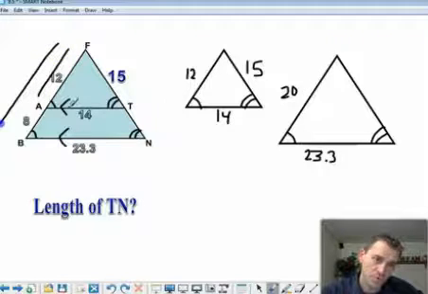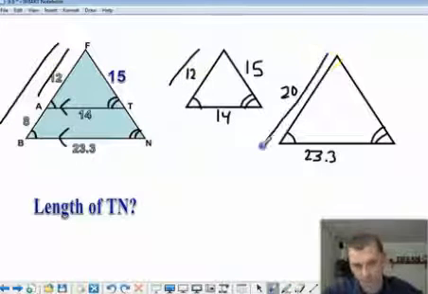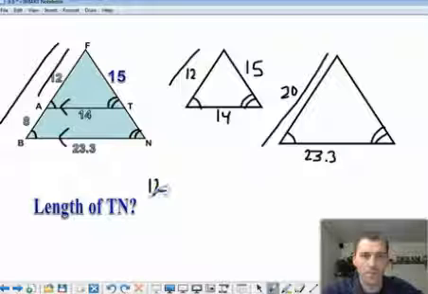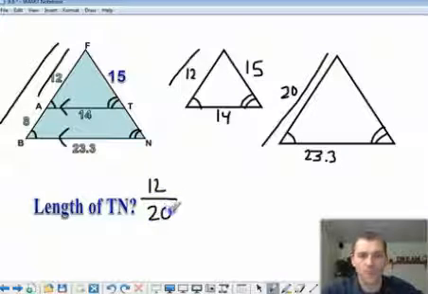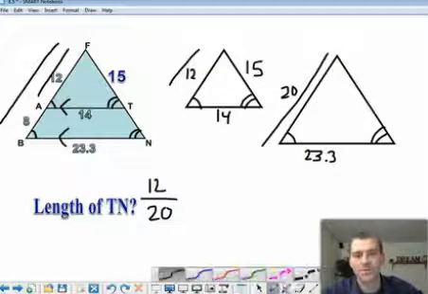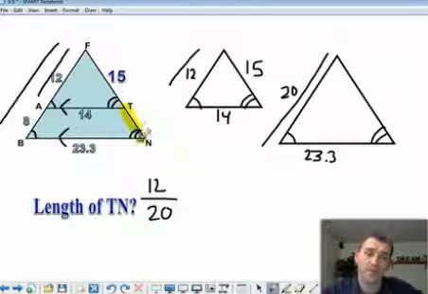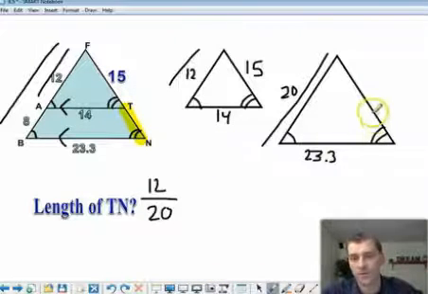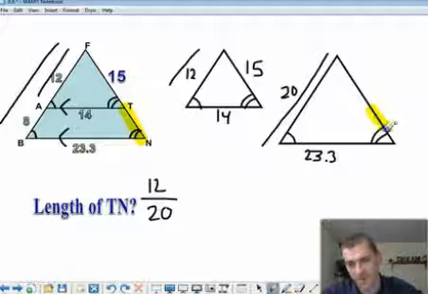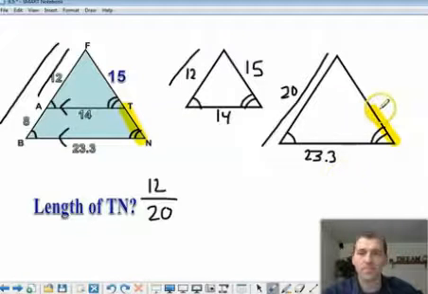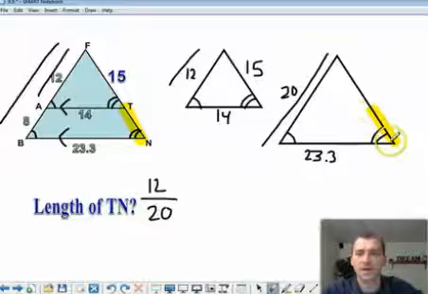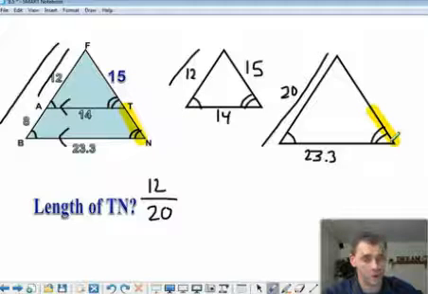So I'll do the same thing. I'll go 12 is to 20. So here's 12 and that whole thing 20. So 12 is to 20. Now I'm going to pause for a second because I want you to remember what we're actually trying to find. We're trying to find the length of Tn. If you look over here in this triangle, it's about right there. So that piece right there is actually not an entire side of the triangle.